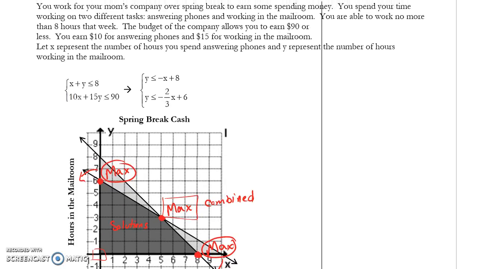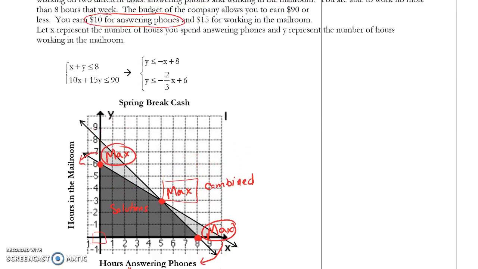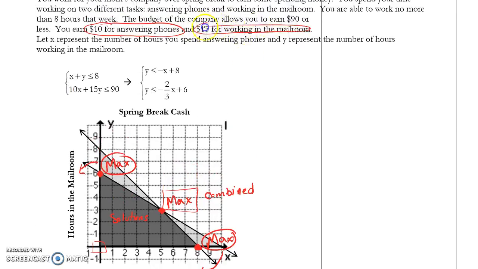So quickly going back up and looking at our problem, you're working at your mom's company to make some spending money, and you're going to answer phones and work in the mailroom. You can work no more than 8 hours in a week, and you want to earn $90 or less. That's all they can afford to pay you. So that's the balance we're trying to find out here. You're getting $10 for answering phones, so I can go down to my graph and label this as $10. And $15 for working in the mailroom. Here's my mailroom. I know I'm getting $15 here.